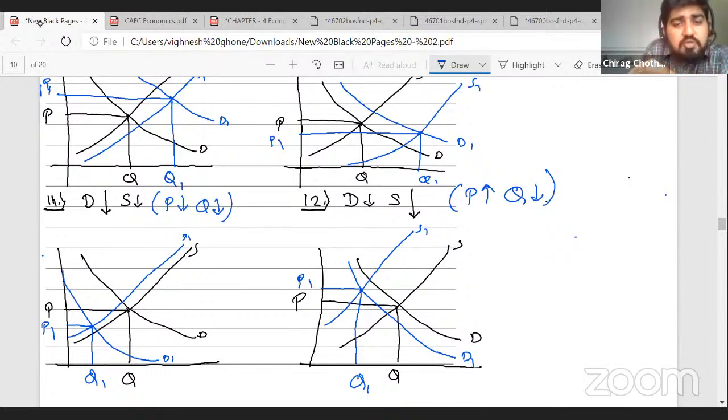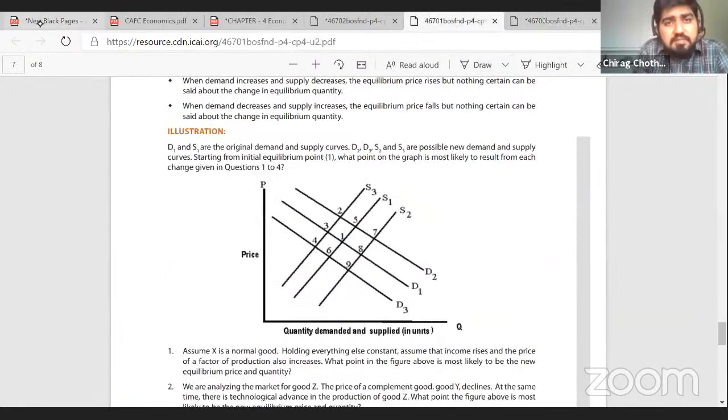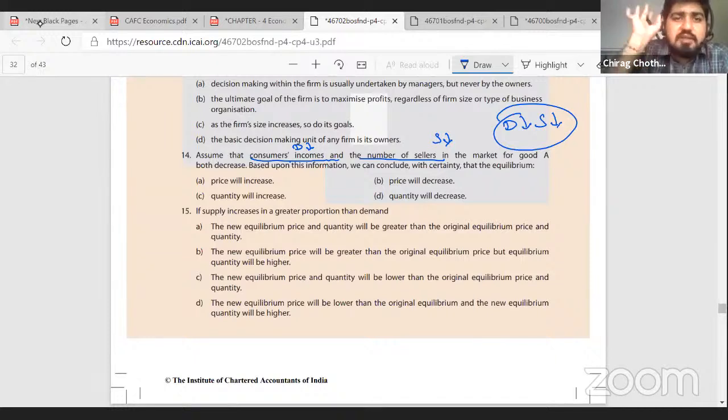In all the three scenarios, students, if you notice, the quantity is definitely decreasing. But price cannot be determined until and unless we know the proportion of change in demand and supply. So what will be the correct answer here? The correct answer should be change in price cannot be determined, but change in quantity can be determined. Quantity will decrease. So what will be the correct answer? D will be the correct answer. Quantity will definitely decrease. I hope students you are very clear in this, right? That's our question number 14 from ICI module.